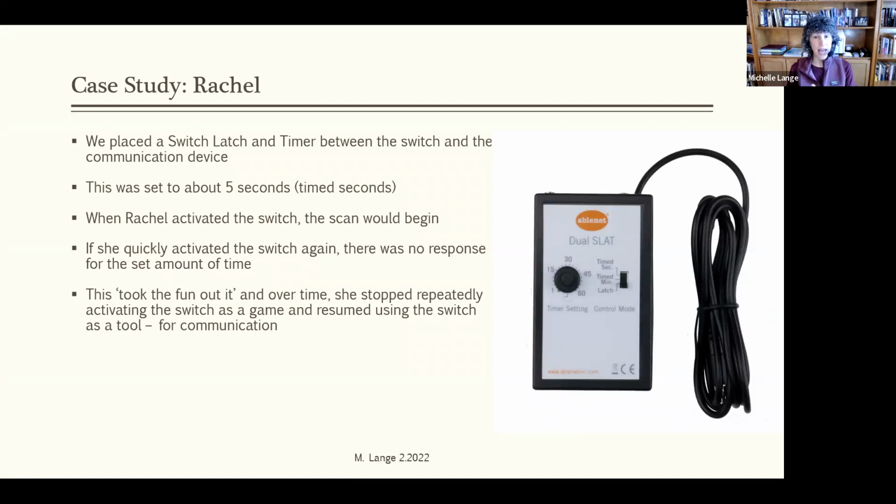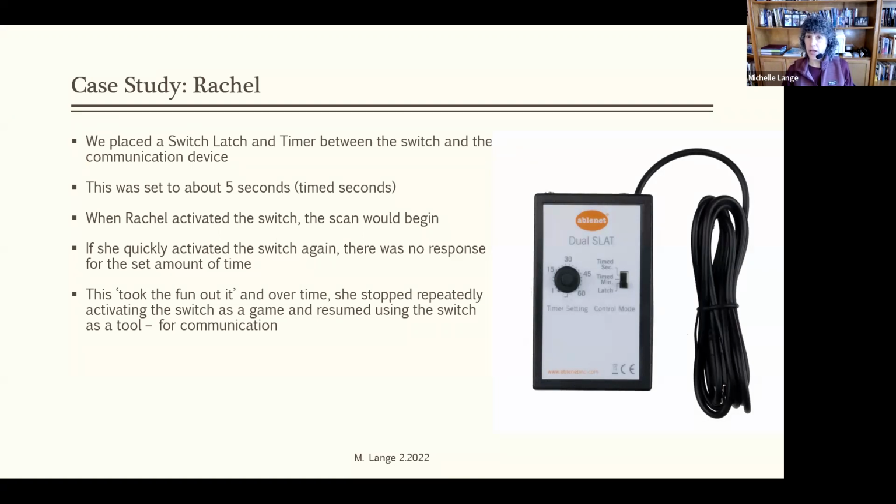Because of this delay, nothing would respond for the first few selections of her scan. But it took the fun out of it. She wasn't getting that response, the rap, so to speak, of the repeated activations of the switch with the communication device. So over time, she stopped repeatedly activating the switch as a game, and she resumed using the switch as a tool for communication.